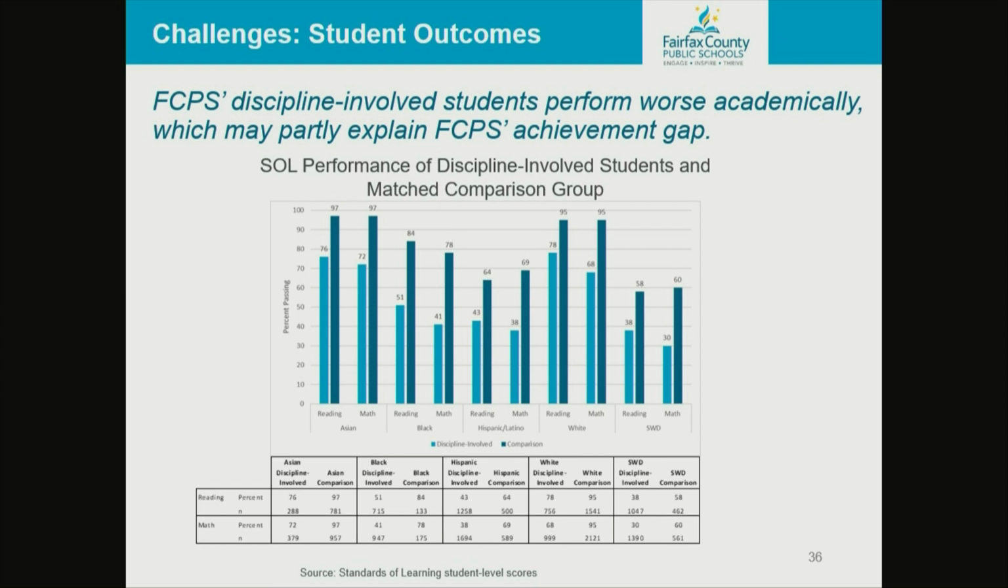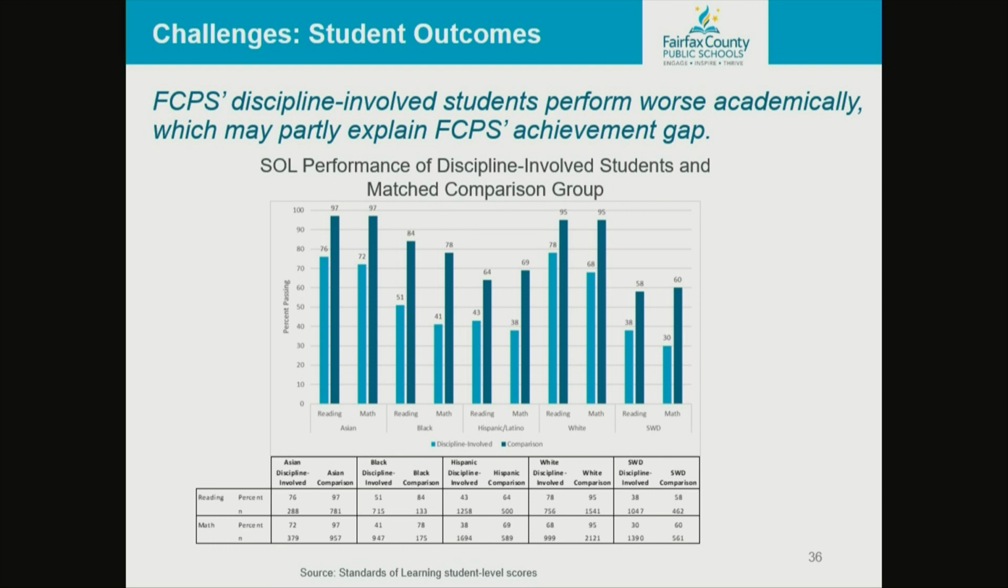What we found were very, very large differences in the percents of these students passing the SOLs. You can see the large gaps between the light blue, which is our discipline-involved students, and the darker blue, which is our other students who were not discipline-involved. And you can also see that for our Hispanic students and our Black students, those gaps are even larger. So when we talked about disproportionality, I mentioned that our Black students are very heavily involved or more likely to be involved in discipline.